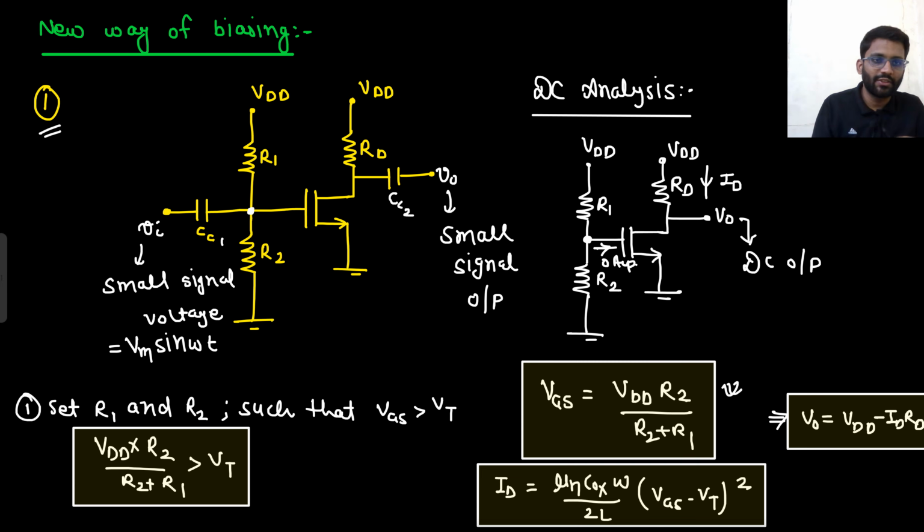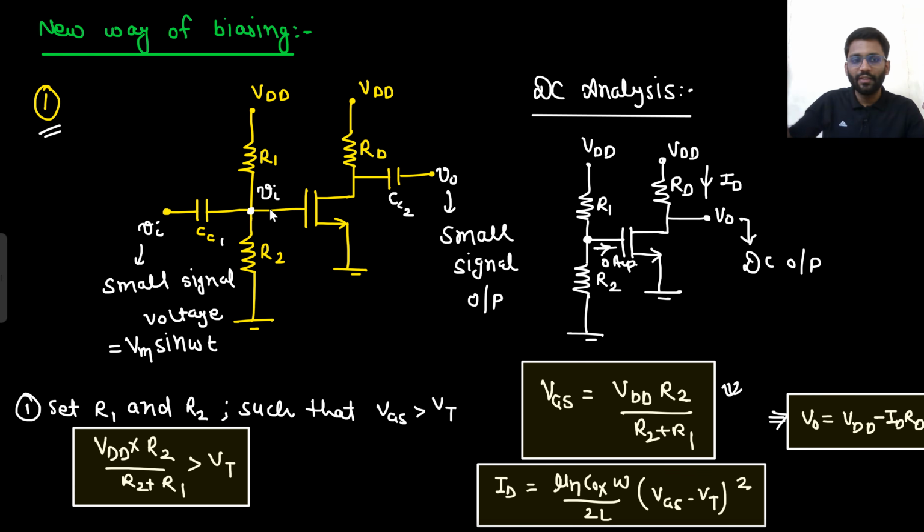If this coupling capacitor was not there, what would have happened? I would have directly applied Vin in here. Now what is my Vin? My Vin is the small signal input voltage only. This is not VGG plus Vin. This is only VGG. What is my Vin now? Only the small signal input voltage.